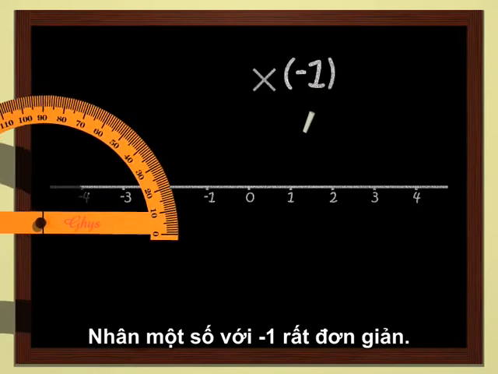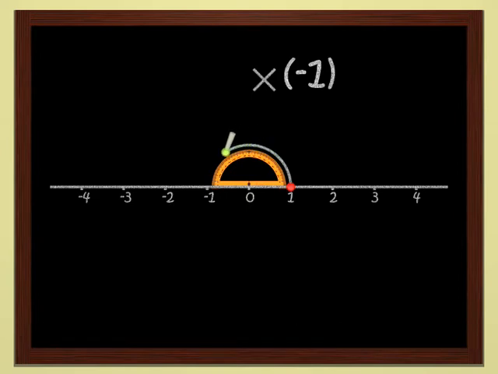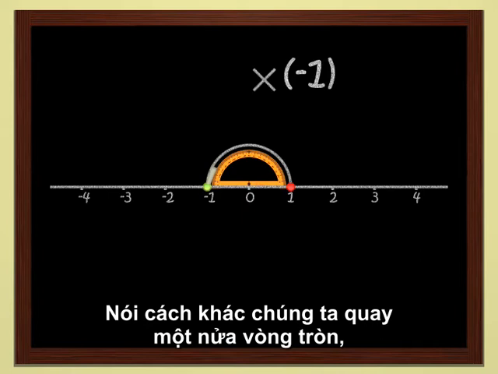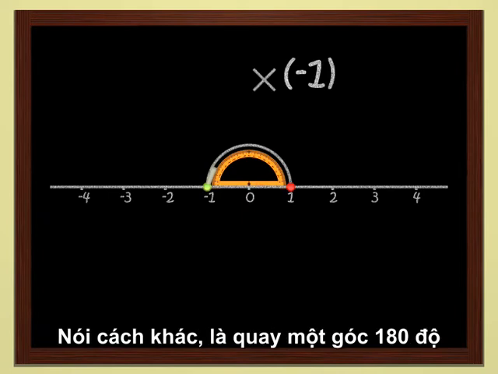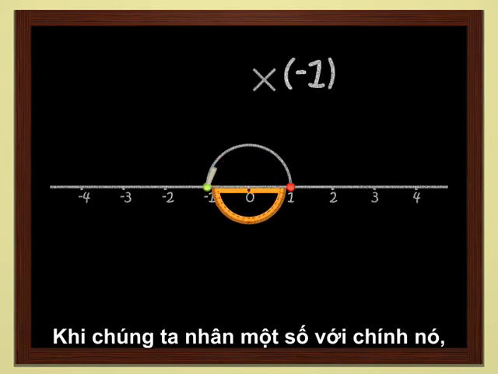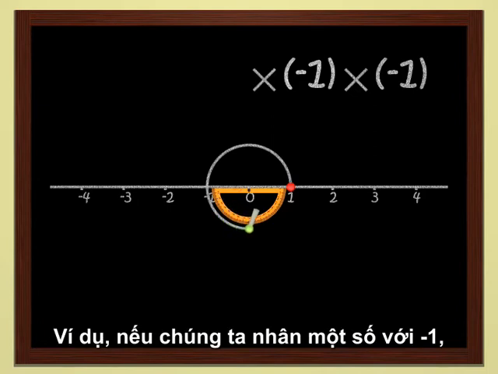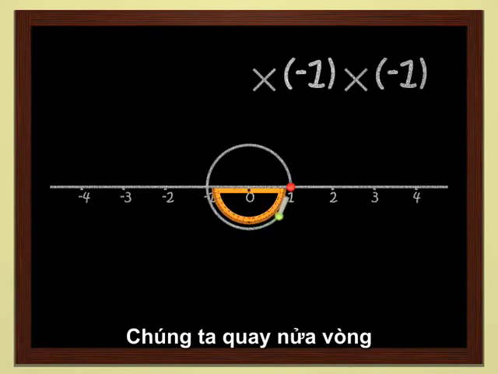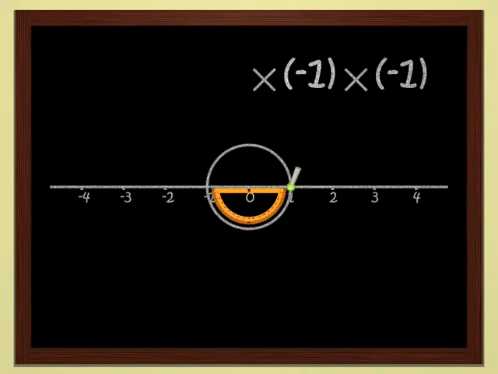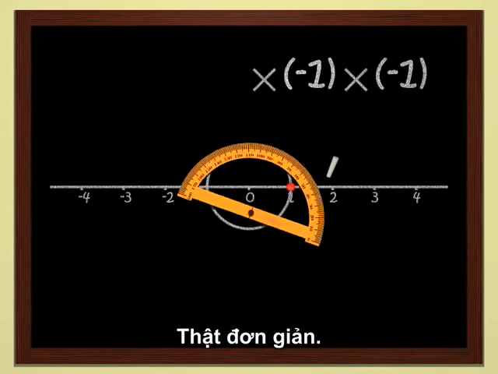Multiplying by -1 is very easy. Each point is sent to the symmetrical point with respect to the origin. In other words, we do a half turn, a rotation by 180 degrees if you like. For instance, if we multiply by -1, we make half a turn, so that if we do it one more time, well, we come back to the initial point. This is why -1 times -1 is equal to +1.